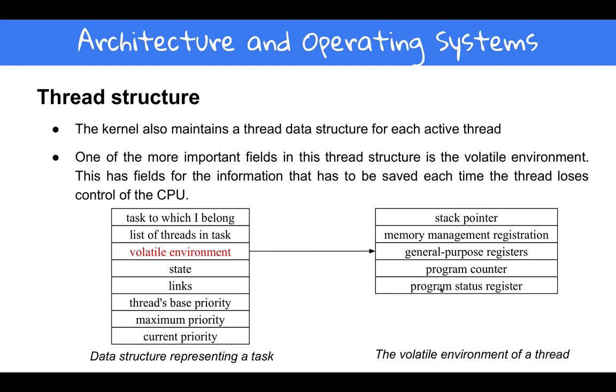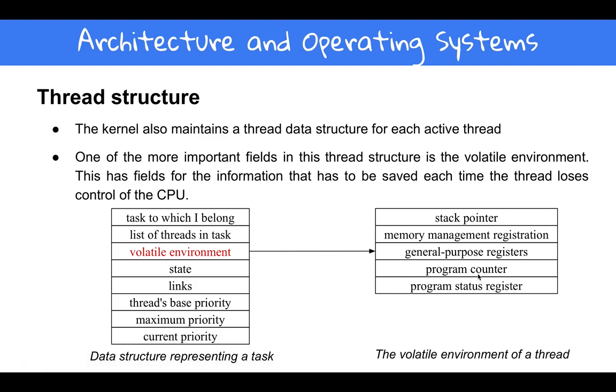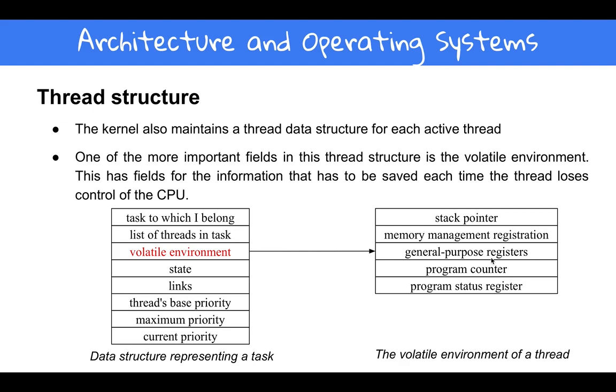So we use this place, the volatile environment, to save the information about the stack pointer, where it is in memory, the registers, the program counter, and the program status register. These are the types of registers that can be used. We explained a couple of them in the CPU lecture. So this is the structure, but the volatile environment actually saves the current situation. When you want to save the thread, when any block happens, you need to actually wait this thread.